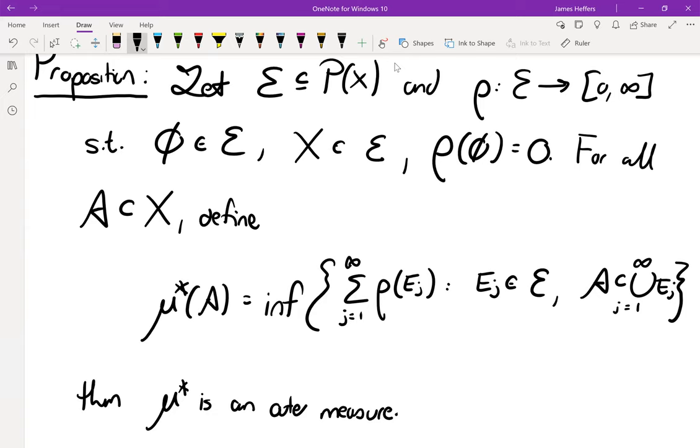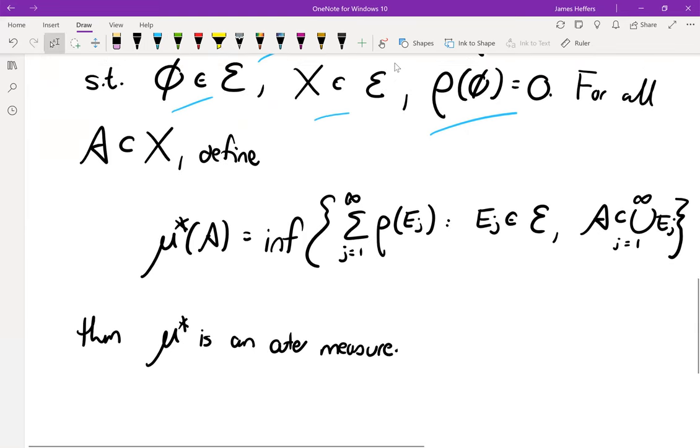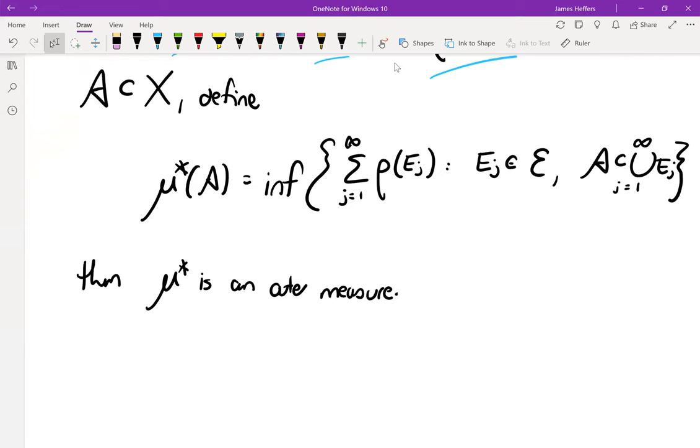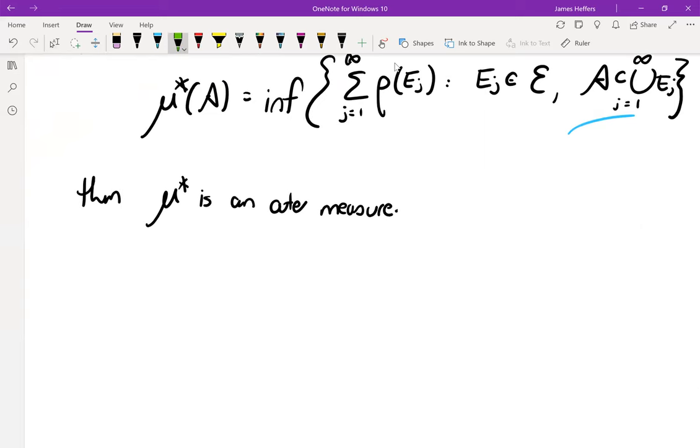Okay, so what's this actually saying here? We are going to just take some collection of sets of our space X such that it contains the empty set, the whole space, and some function rho. And the only thing that rho has to satisfy is that the empty set goes to zero. And then we're going to define the outer measure of any set A to be the infimum of this function rho over any collection of sets that contains A as a subset. So we'll sort of want to doodle a little picture here. Now we'll call that A. And suppose we have some collection of E_j that covers it.